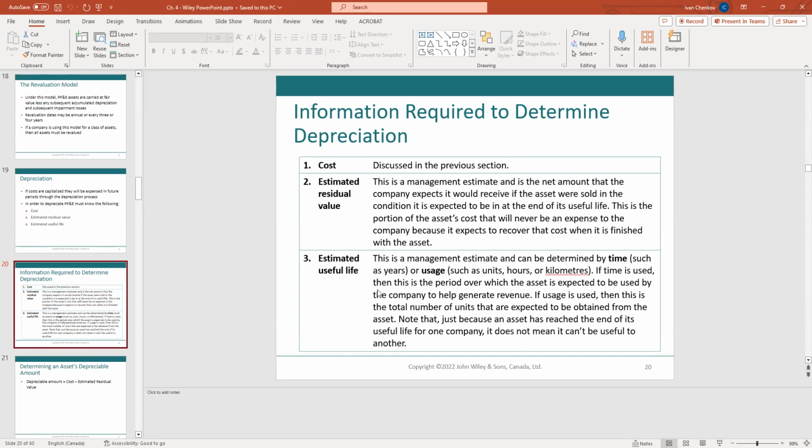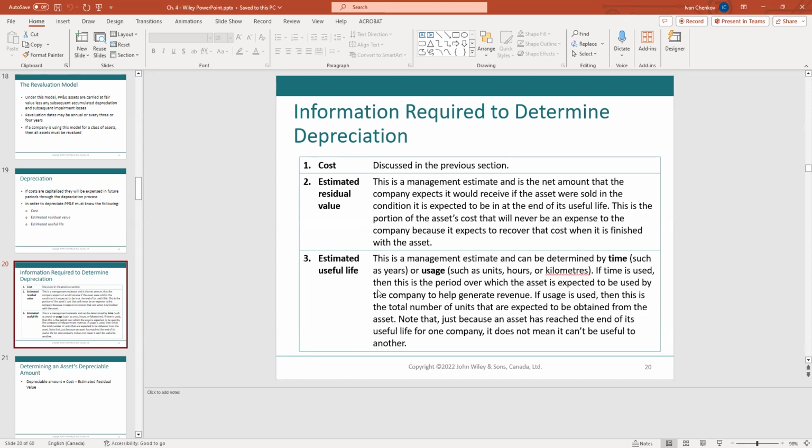Then we're going to go with the estimated residual value. That will be the value that management assumes they can get at the end of the useful life of the machine or the equipment or the property.